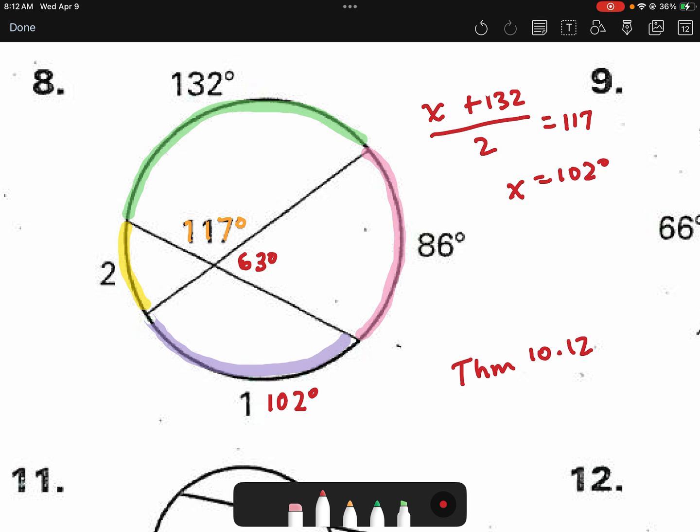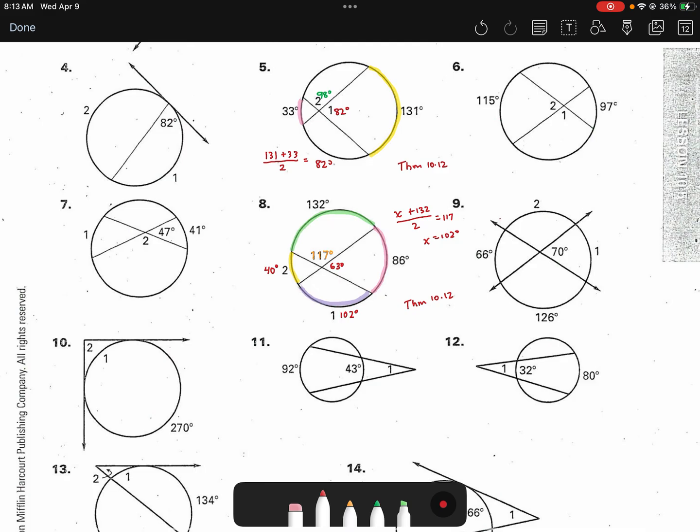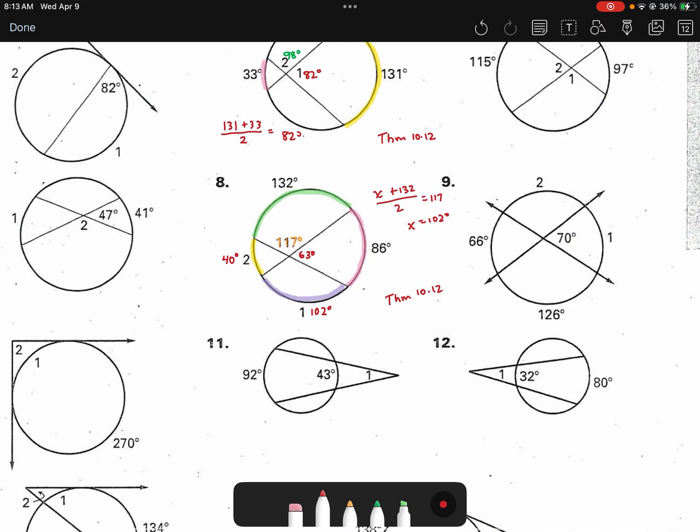I need to double 63 and then subtract away 86. And that's going to give me 40. Make sure everything jives. You can add up your 4 arcs. They better add up to 360. Okay, that's how theorem 10.12 works.